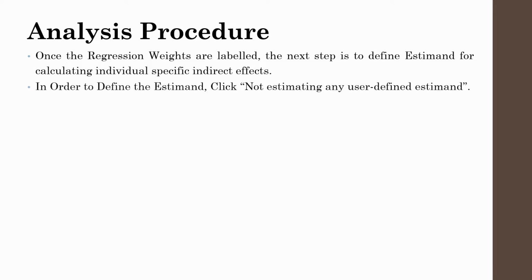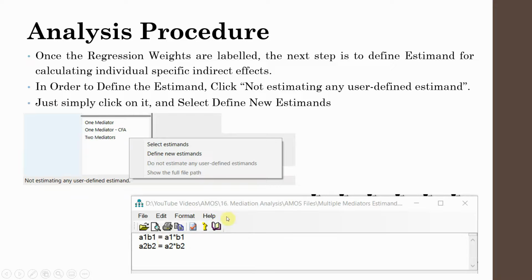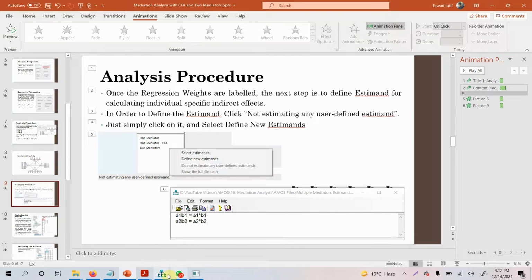So how do you define the estimand? In order to define the estimand, at the bottom of your window on the left hand side, you click on Not Estimating Any User-Defined Estimand and define New Estimand. In this case, this is the equation that we are going to build. How to do this? Let's go back to AMOS.